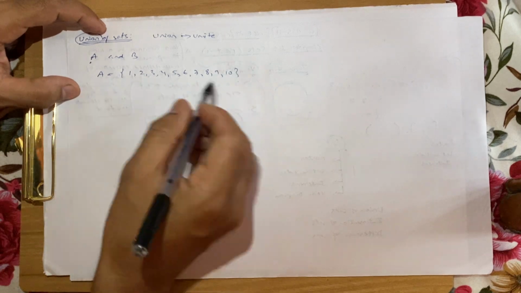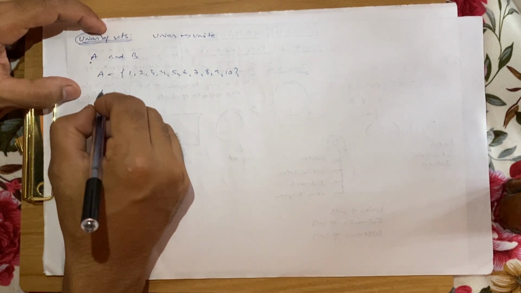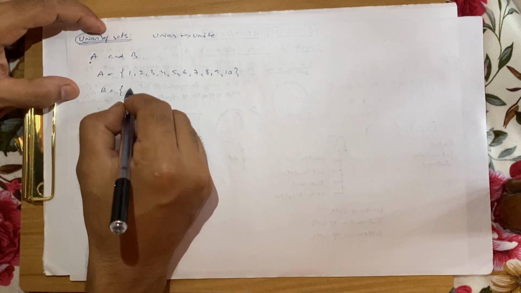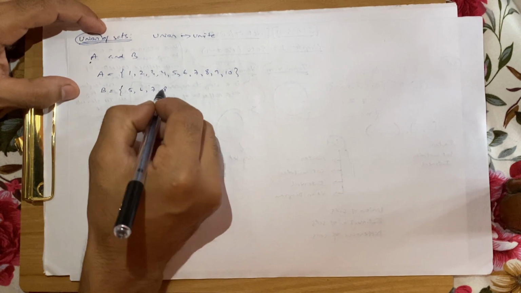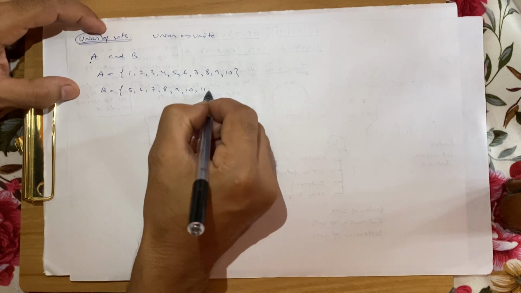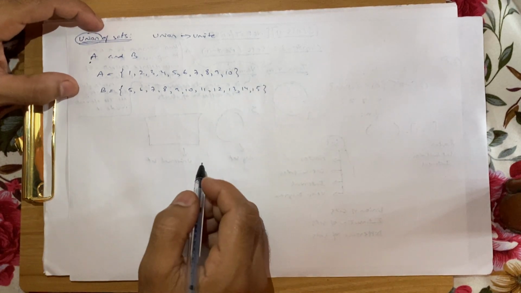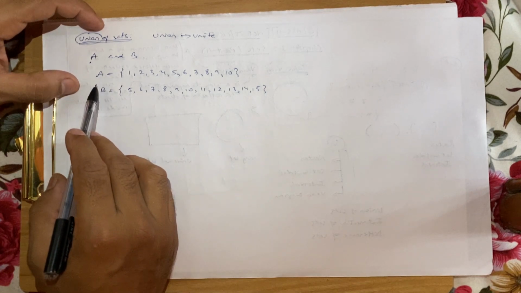A is the set of natural numbers from 1 to 10, and B is the set of natural numbers from 5 to 15. So B is what? 5, 6, 7, 8, 9, 10, 11, 12, 13, 14, and 15. Okay, so this is set A and this is set B.